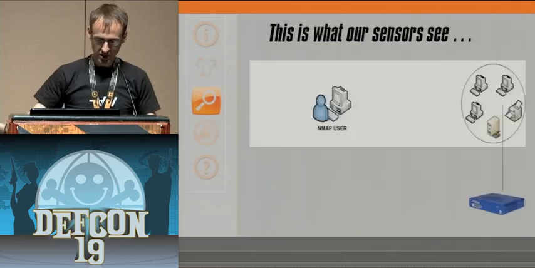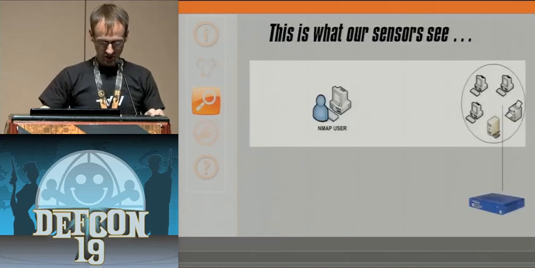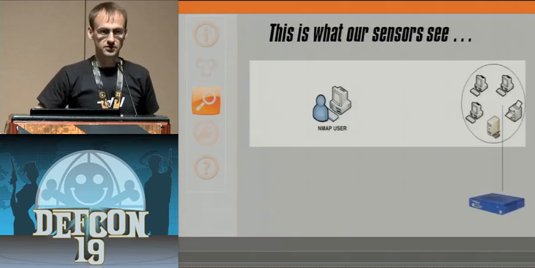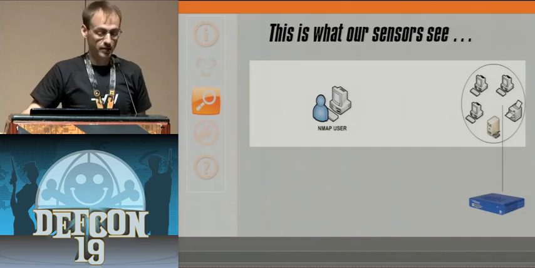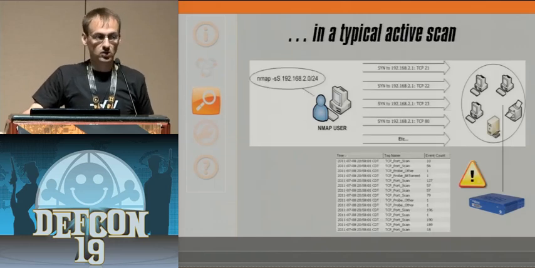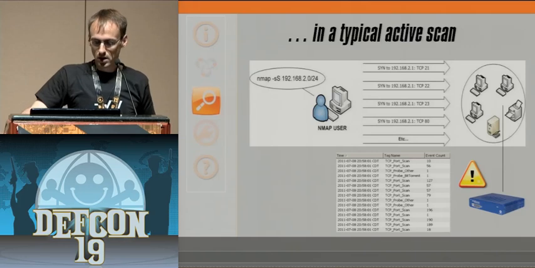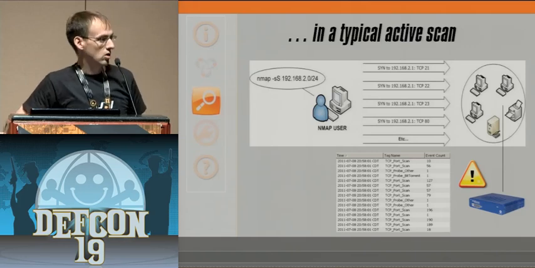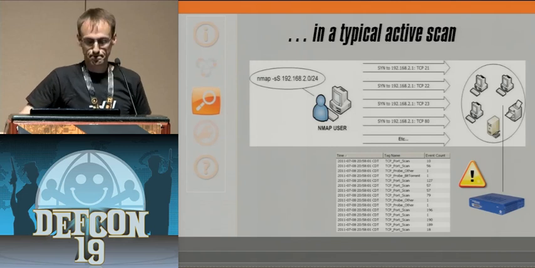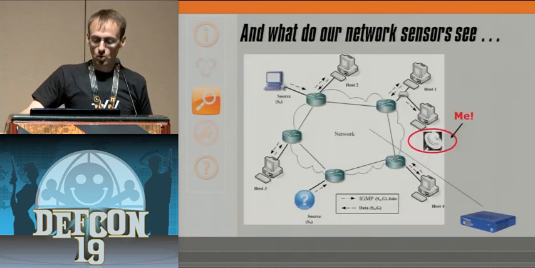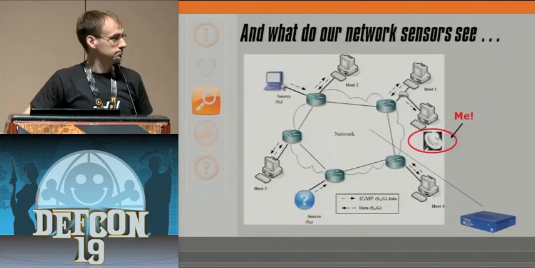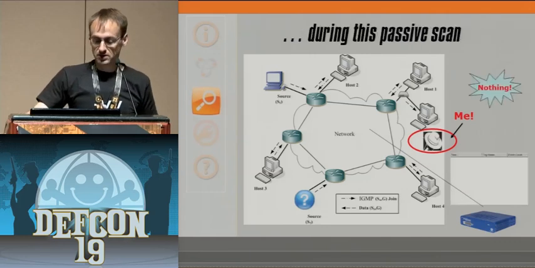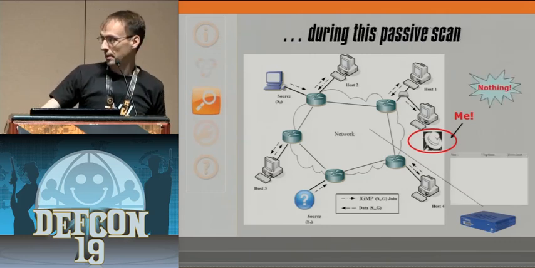All right, demonstration. And I wanted quickly to take a look at comparing the active scan versus this type of passive scan. This is what our sensors see in a typical active scan, and that's our Nmap user there. It lights an IPS up like a Christmas tree. All right, this is not even all of the signatures that fired. And what do our network sensors see? There's me there. During this passive scan, they see absolutely nothing.